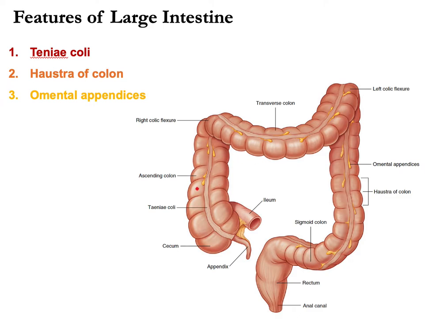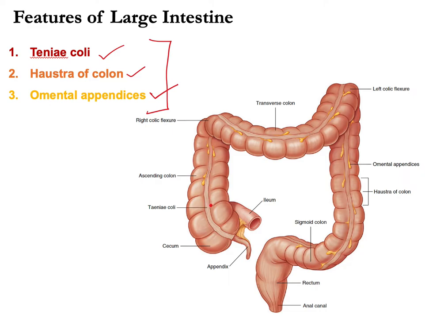Not just the caliber of the large intestine is the only feature that we use to distinguish the large intestine. Indeed, we have three features that are exclusively found in the large intestine. What are they? Well, the first one is the tinea coli, and you have haustra of the colon and omental appendices. Let me show you each one for now, then we will talk about each feature.